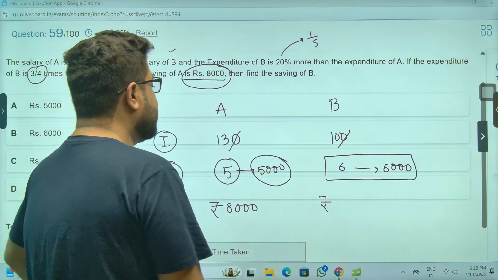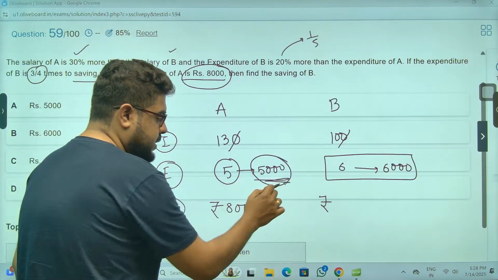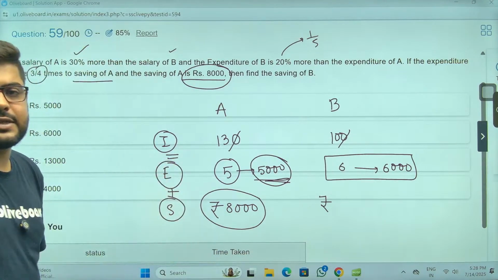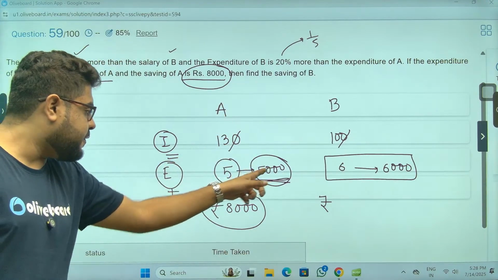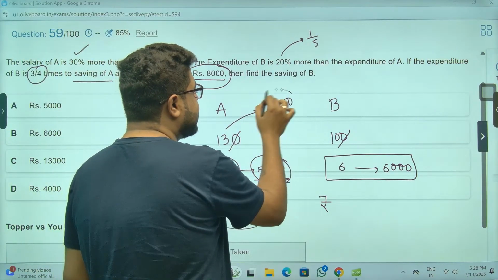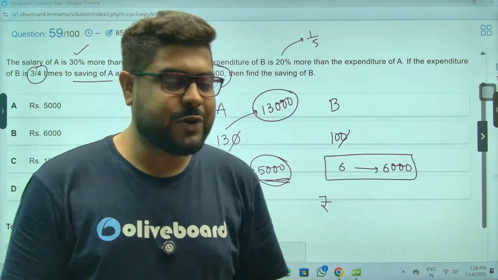Now, if this is 5,000 and this is 8,000, we all know income is equal to expenditure plus savings. So income will be 5 plus 8, 13,000. So 13 parts have the value 13,000. That means the ratio is already balanced, and we don't need to manipulate anything.